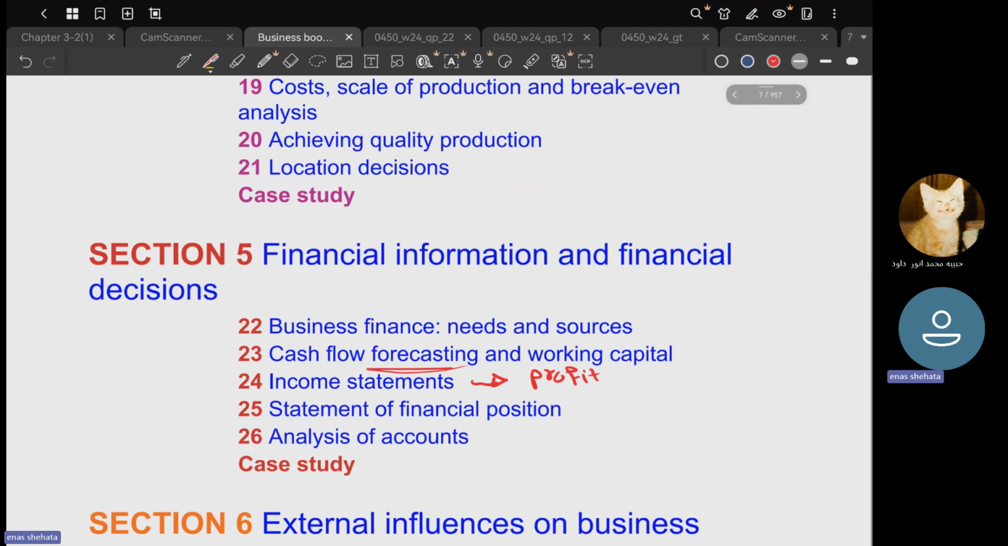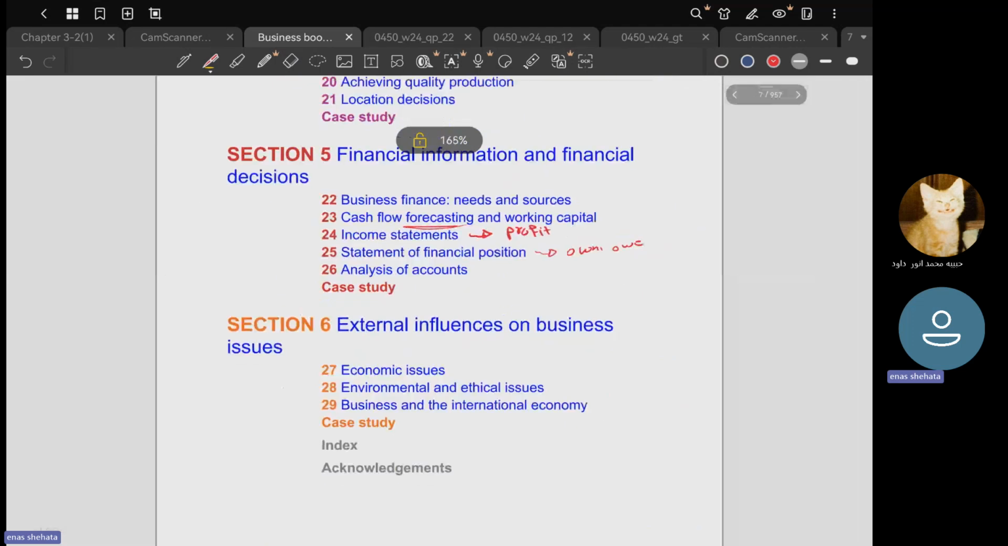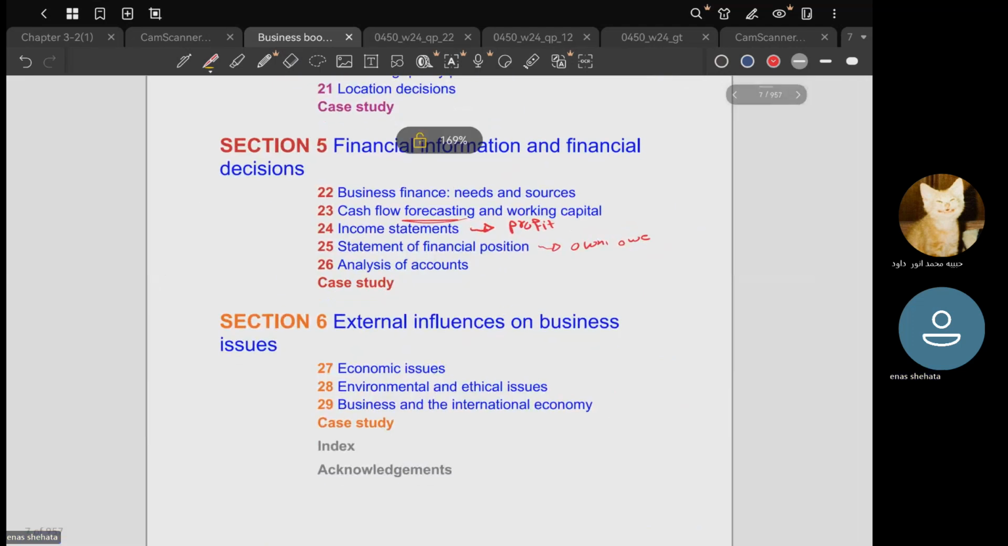Statement of financial position is a summary of what you have and what you owe, what you own and what you owe to others. And analysis of accounts: we will calculate some ratios in order to evaluate our performance.